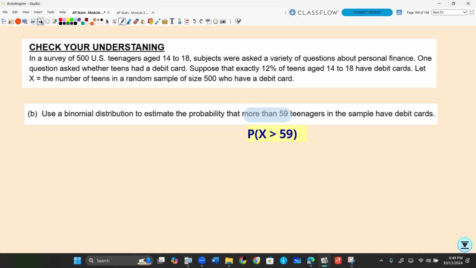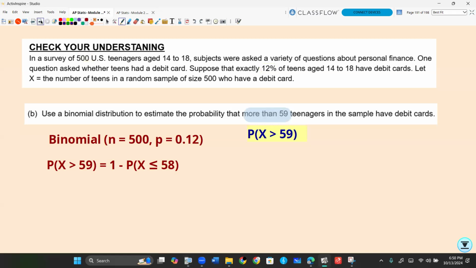Have you thought about it? We have our binomial setting 500 and 0.12 as the probability. What's the complement? Less than or equal to 58. So if we do 1 minus the probability of less than or equal to 58, we can get the probability of more than 59. So let's put that in our calculator.